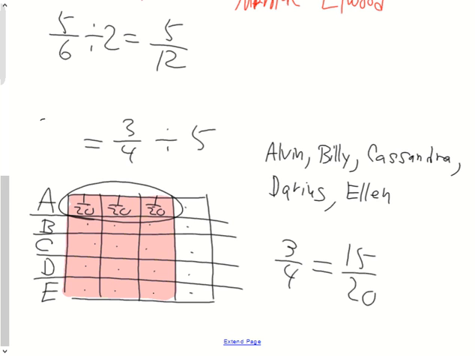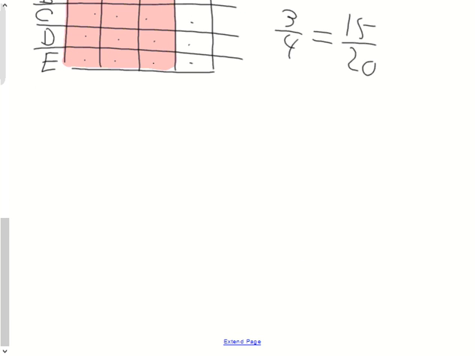And therefore, 3/4 of a chocolate bar divided between 5 people is 3/20 of a chocolate bar each. Okay? So I'm going to write that down here. So 3/4 divided by 5 is equal to 3/20.